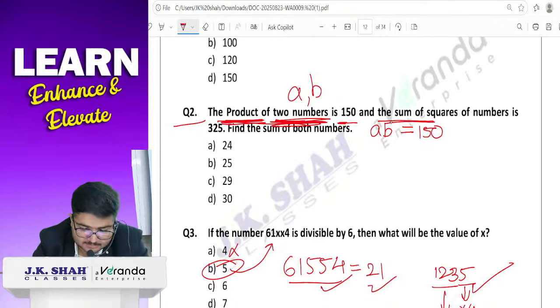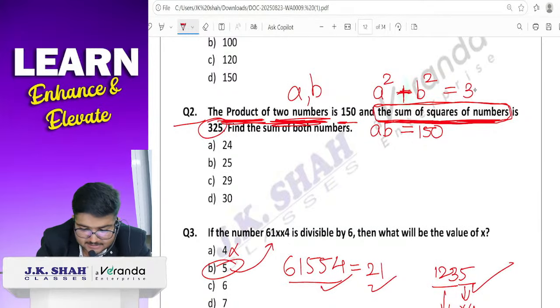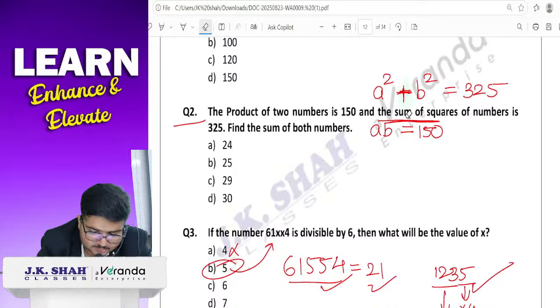Now let us move forward. The sum of squares of numbers. What do you mean by sum of squares of numbers? Sum means addition. But addition of what? Addition of squares of both the numbers. That means a square plus b square. A square plus b square value is given as 325. I will remove the red marks so you can see the question properly.